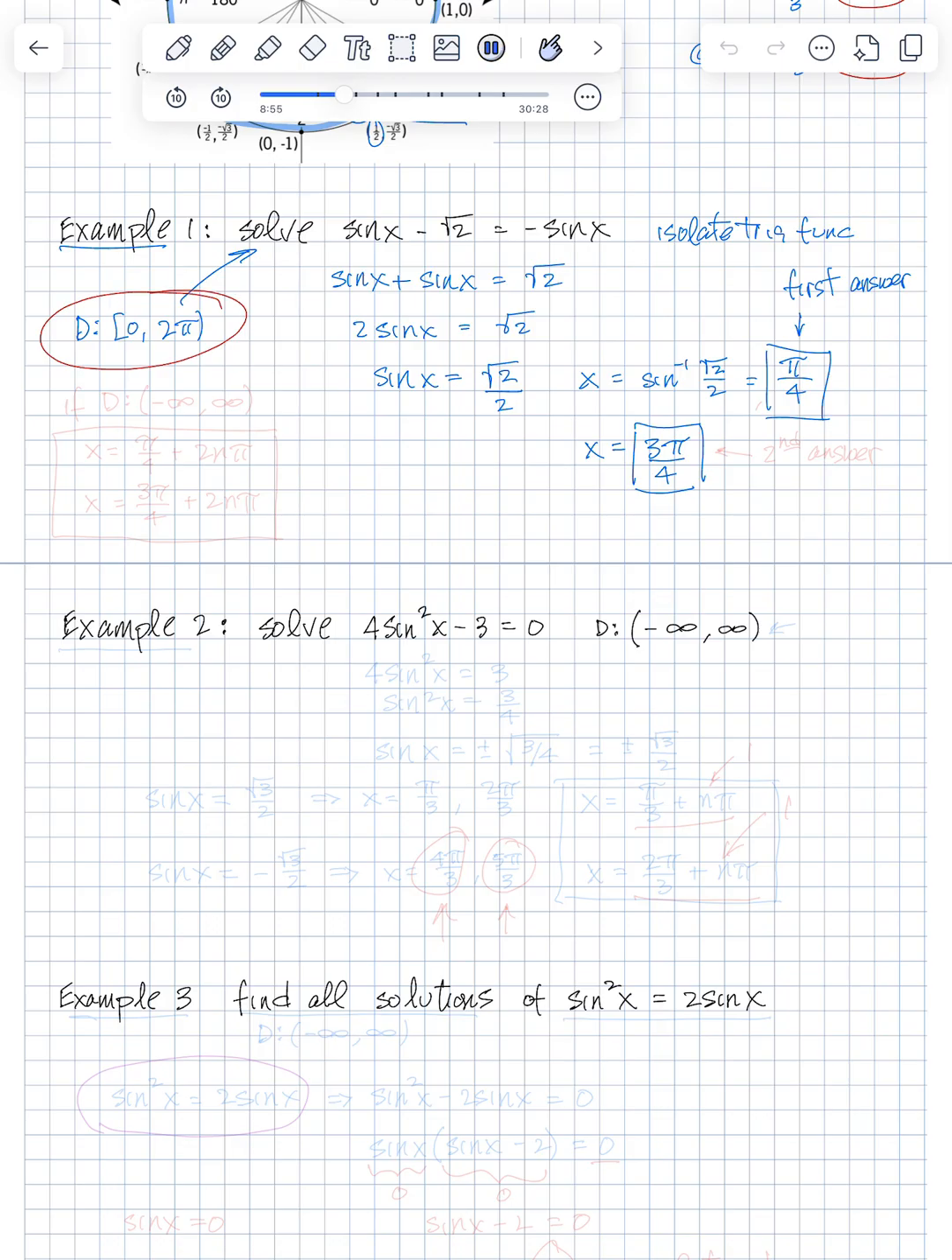You're only going to have two answers. And incidentally, the first answer is always the one that you're going to get on the calculator. The calculator will not give you the second answer. You're going to have to figure that out yourself, either by looking at the unit circle or in a way that I'll show you in a little bit. But so this is the second answer.